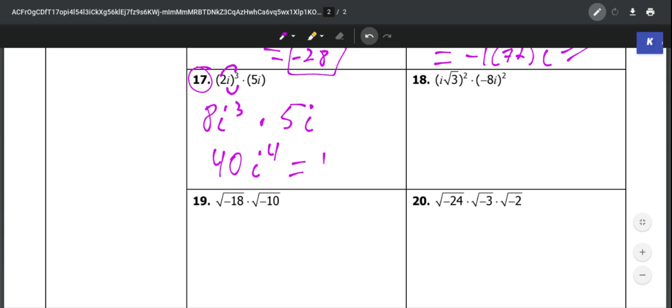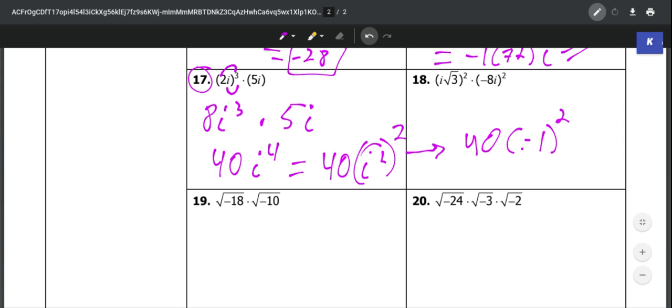And then I can break down i to the fourth by saying i squared in parentheses to the power of 2. And then that would give me 40 times -1 squared, because i squared is -1. So my final answer would be 40 times -1 squared, which is just 1. So my final answer is just 40. So I know that's probably a little confusing, but we're going to work on some examples of this.